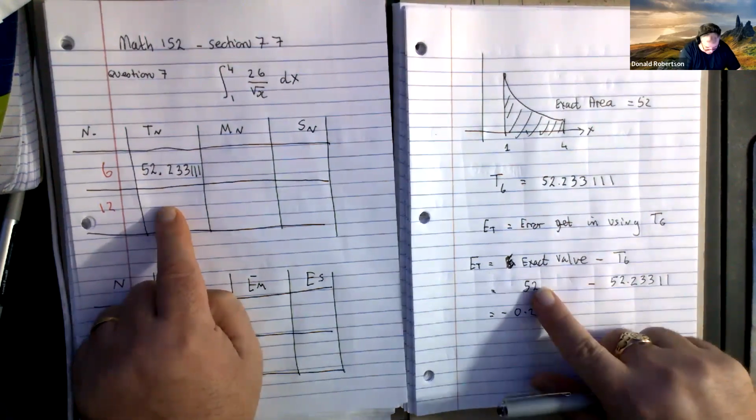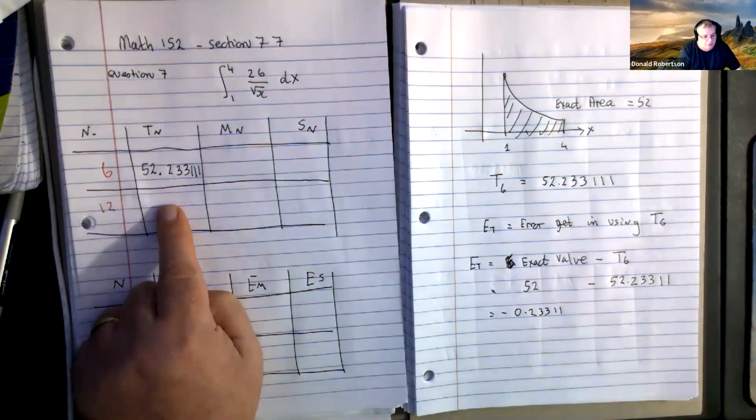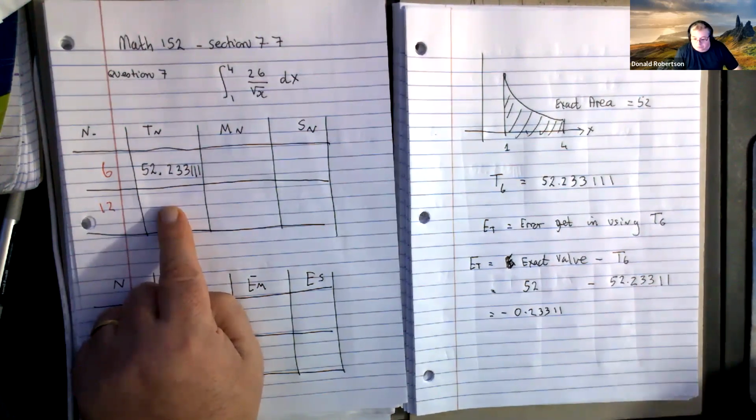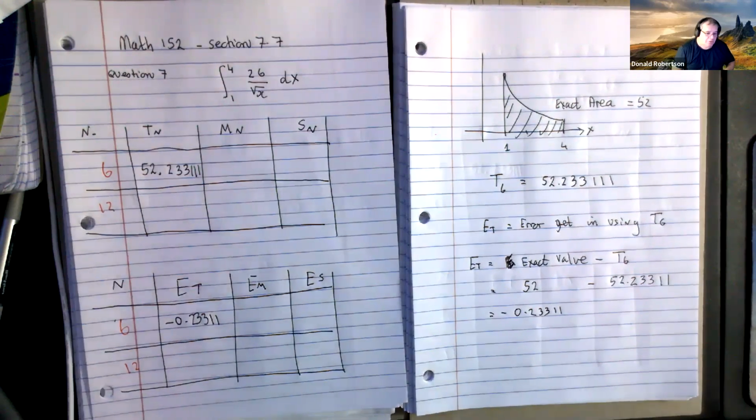Now, if you wanted to get the answer that goes here, you would take this answer, right? And you'd go 52, take away this answer here. And you'd get probably a negative answer again. But sometimes you'll get a positive answer.